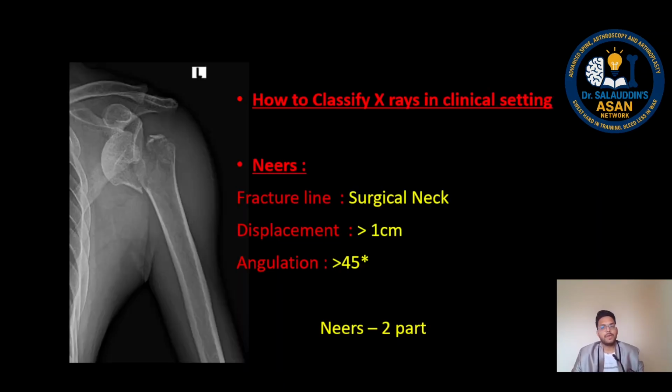So how do you classify in the clinical setting? The same image as the AO one here. According to Neer's, the fracture line is at the surgical neck.